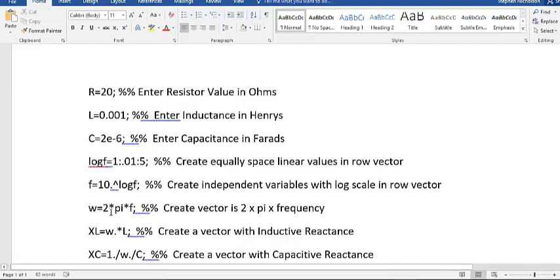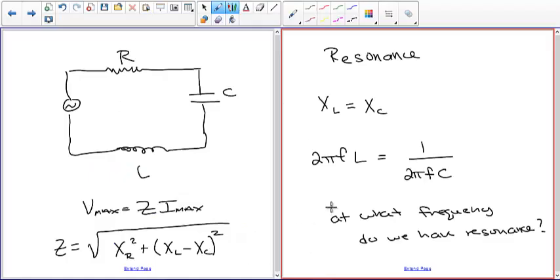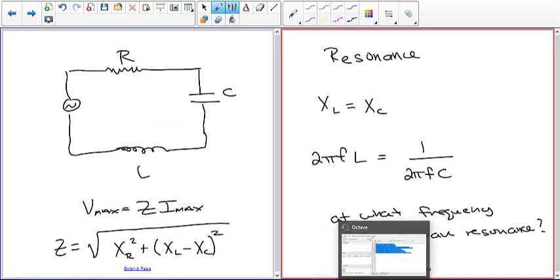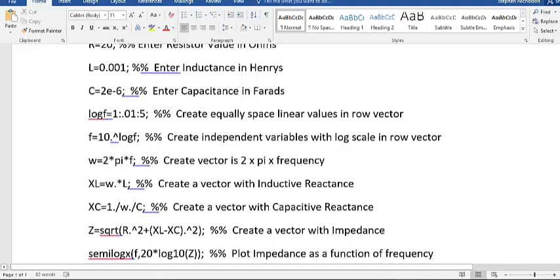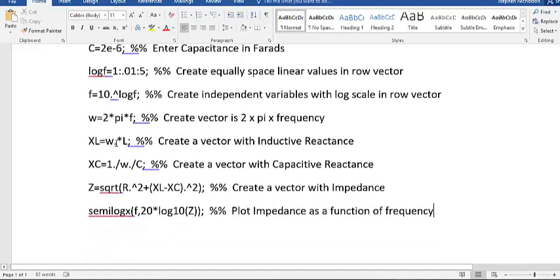Okay. W is basically 2 pi f, which is omega. That's the frequency. What would we call that? Angular frequency. This is the frequency in hertz. This is the frequency in radians per second. And then you can calculate X sub L, the inductive reactance, which is 2 pi f times L. And this is the capacitive reactance, which is 1 over 2 pi f C. So that's just using the definitions.